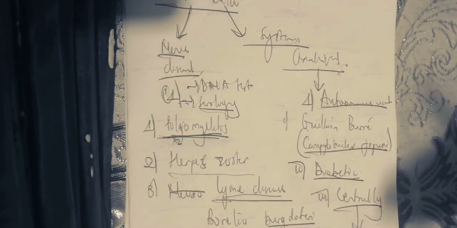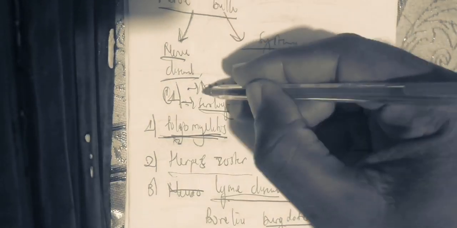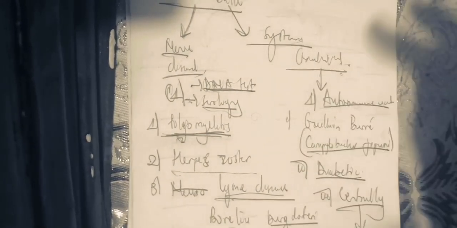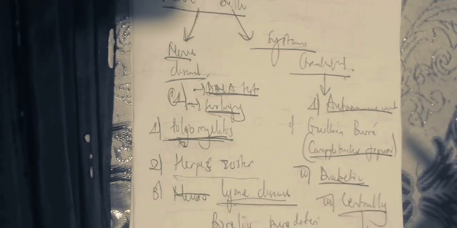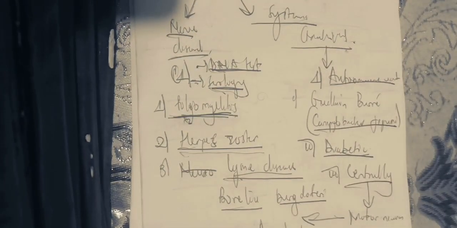All that is going to tell you that there is poliovirus, and then to confirm, you can do a biopsy and then the DNA testing. DNA testing is for confirming. Serology is for supporting. Now the next thing is herpes zoster.